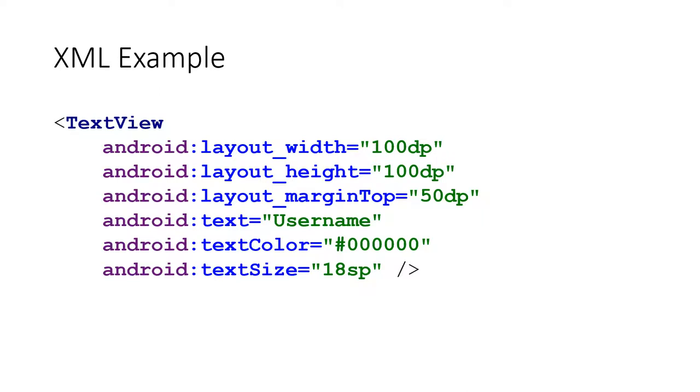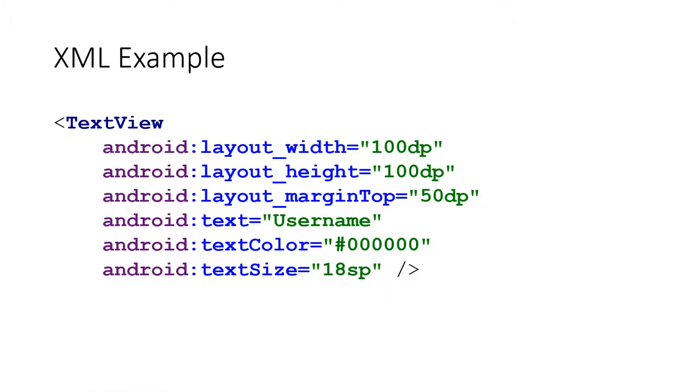For example, the default color of a text view is usually gray, but we want it to be a black color. So that is why we have this line here. This line has text color equals, in quotes, the color code. The color code starts with #000. This is the color code for a black color.